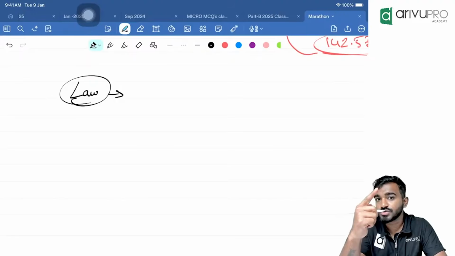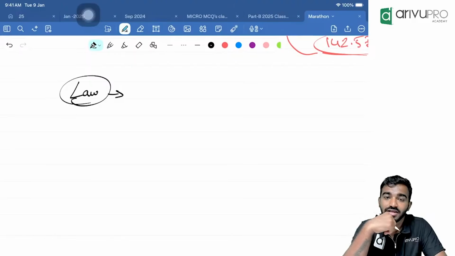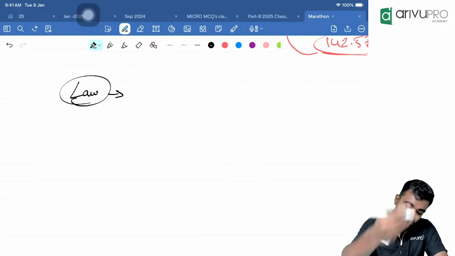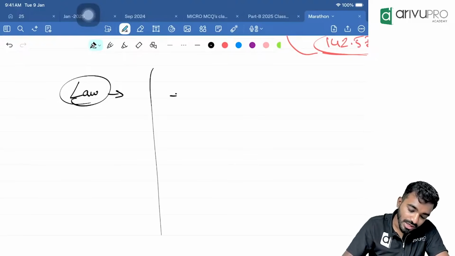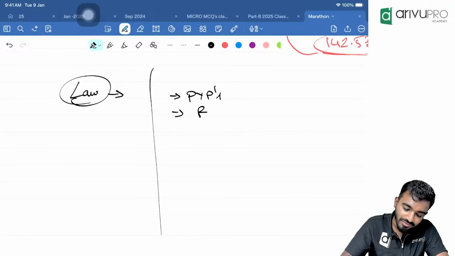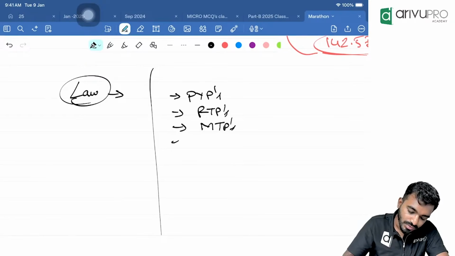Even if one subject goes for a toss, all 4 papers you should write once again, including economics. No exemption concept and all. In economics also, reading alone will not serve a purpose. After reading, after understanding the concept, you should solve more and more MCQs. See, MCQ solving, this is the main order. PYPs, first and foremost, cover them. RTPs, MTPs, and model question papers.